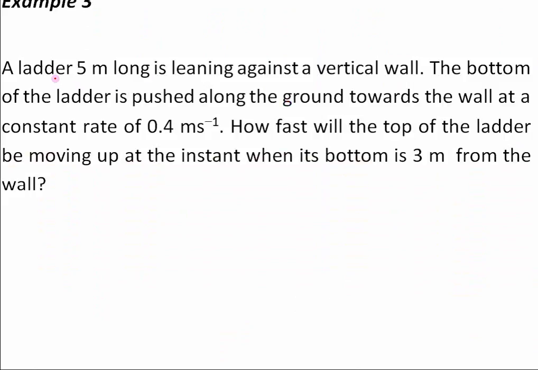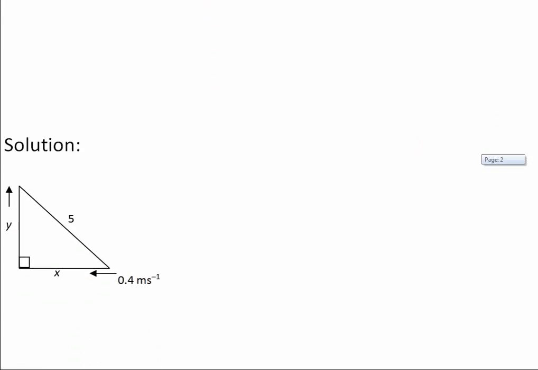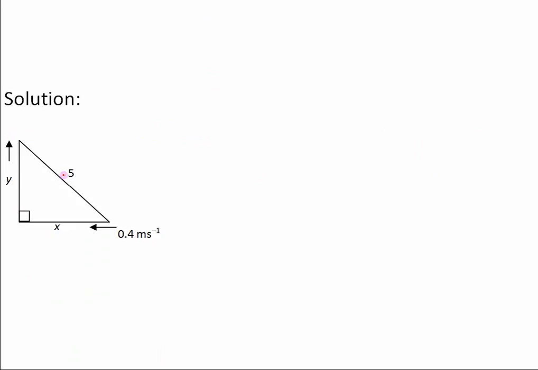This tells us that there is a ladder 5 meters long leaning against a vertical wall. The bottom of the ladder is pushed along the ground towards the wall at a constant speed of 0.4 meters per second. How fast will the top of the ladder be moving at the instant when the bottom is 3 meters from the wall? So this is a diagram of what we've got. We've got a 5 meter long ladder, and it's being pushed in this direction at 0.4 meters per second. Now when x is equal to 3 meters, what is the upward speed of y?